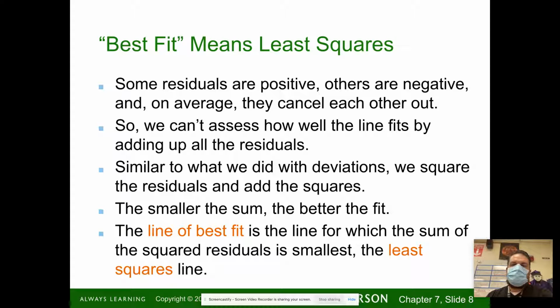Some residuals are positive, some are negative. On the average, they should cancel each other out. So we can assess how well the line fits by adding up all of the residuals. Similar to what we do with deviations, we square the residuals and add the squares. The smaller the sum, the better the fit. The line of best fit is the line in which the sum of the squared residuals is the smallest, the least squares line.